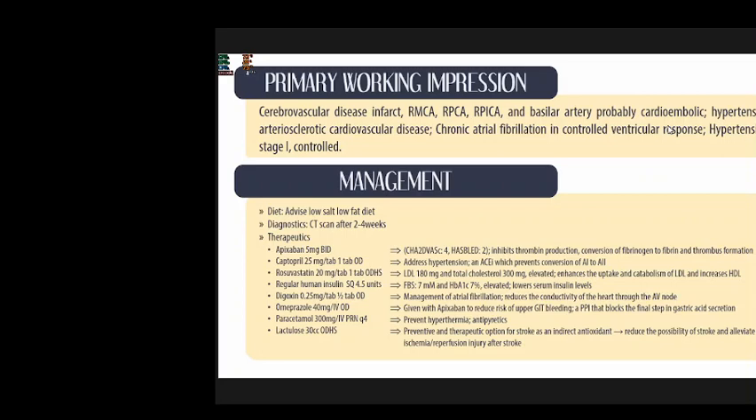For the regular insulin, it was not in the previous orders, but the patient should be given insulin since his fasting blood sugar and A1C were elevated. The patient should also be given digoxin as management of atrial fibrillation. Omeprazole was given with apixaban to reduce the risk of upper GI bleed, paracetamol for the prevention of hyperthermia, and lactulose as a preventive and therapeutic option for stroke.